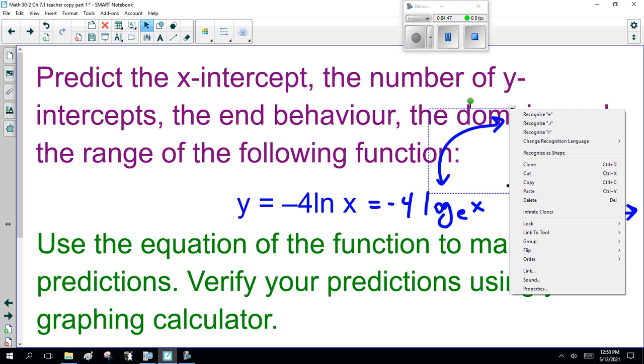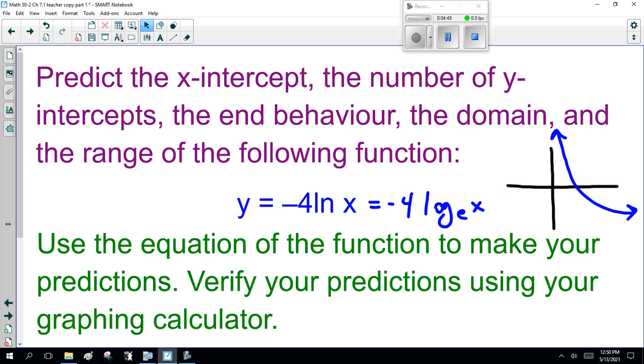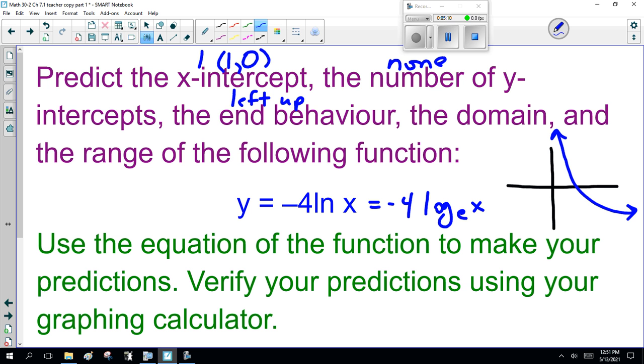Now, that's why I said, please, graph the darn thing first, even though I said graph it after. No, graph it now. But I want you to notice the x-intercept is at 1, comma 0. Number of y-intercepts, there's going to be none. The end behavior, left up, right down.